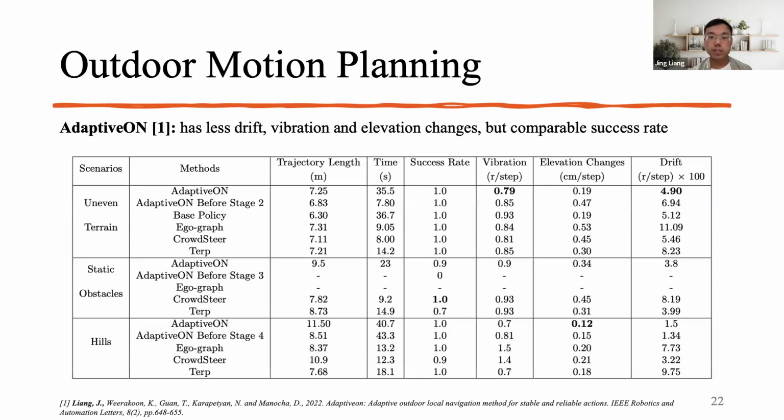This table shows that we achieve safe and stable motions in these complex outdoor scenarios. Specifically in uneven terrain, we have the least vibration and drift. In the scenarios with static obstacles, our approach has a comparable success rate with other approaches. And in the scenarios with different gradients, our approach also has the least elevation changes.